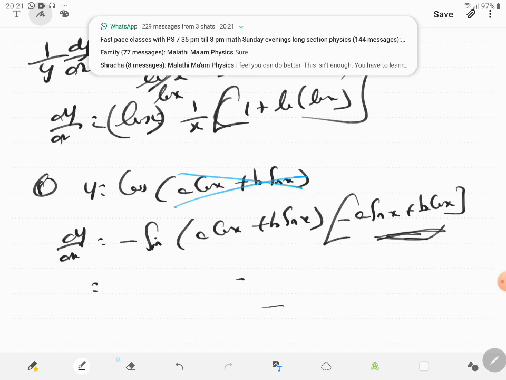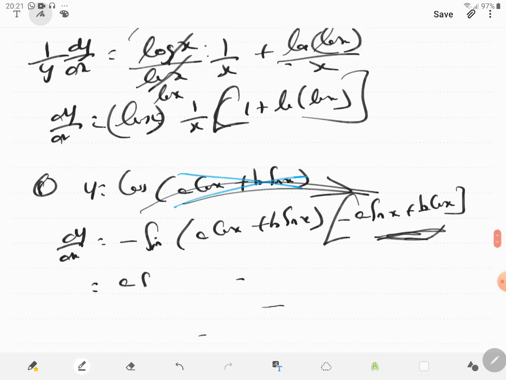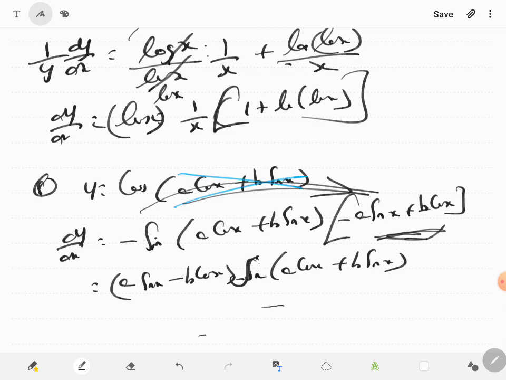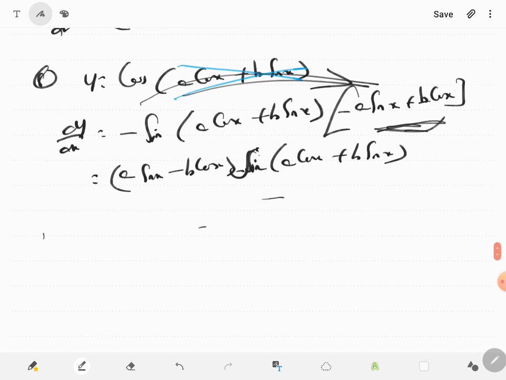Oh, this minus sign can be taken inside, right? Can be taken inside this. So it will become a sin x minus b cos x into sine of a cos x plus b sin x. You can write like this. Let's go to the ninth question.